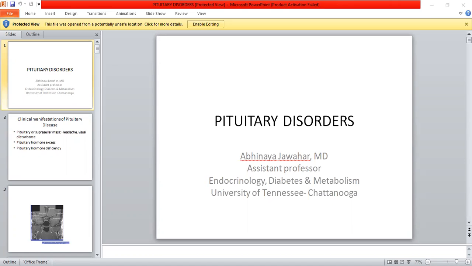So causes of hypopituitarism: it's most commonly due to tumors, pituitary tumors, and surgery for pituitary tumors. But tumors could be even in the suprasellar areas, like your craniopharyngiomas, sometimes Rathke cleft cysts. They can also present with hypopituitarism. Autoimmune hypophysitis, like lymphocytic hypophysitis, which we will talk about.